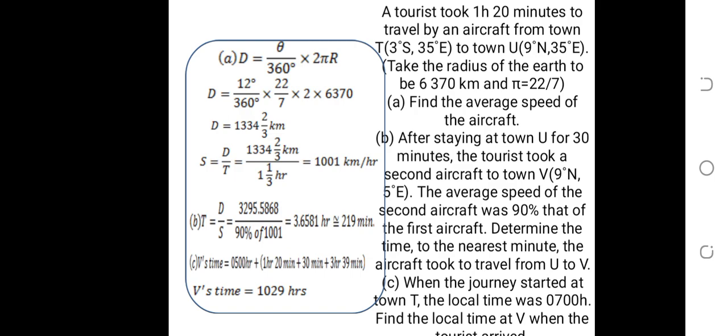B. After staying at town U for 30 minutes, the tourist took a second aircraft to town V, 9 degrees north, 5 degrees east. The average speed of the second aircraft was 90% that of the first aircraft. Determine the time to the nearest minute the aircraft took to travel from U to V.